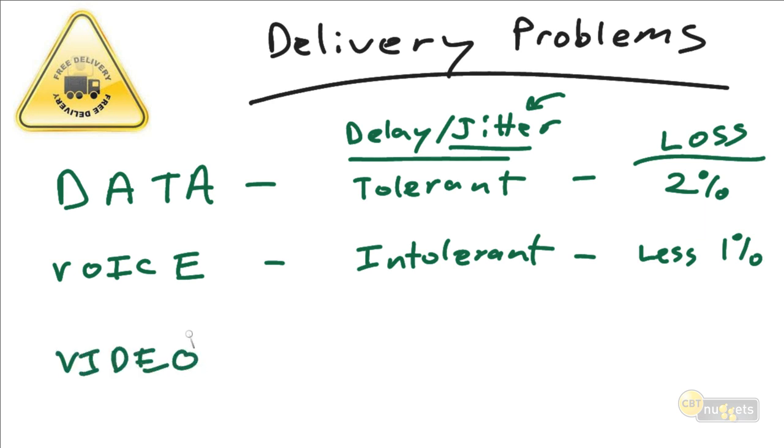Video? Well, video is also intolerant of variations in delay. And guess what? It is going to be even more upset by packet loss. We try and do less than 0.05% of packets being lost in a video environment. Otherwise, we're going to have choppy, problematic video. So you notice that the data, the voice, the video traffic, by no means are they created equal.